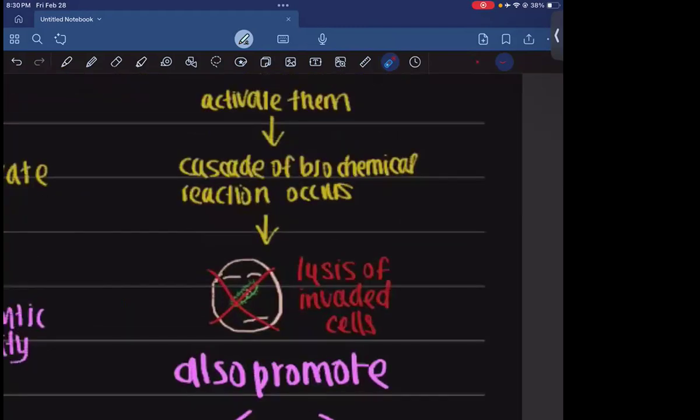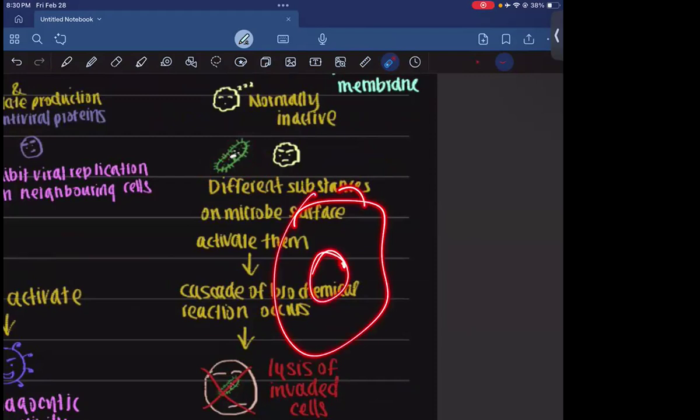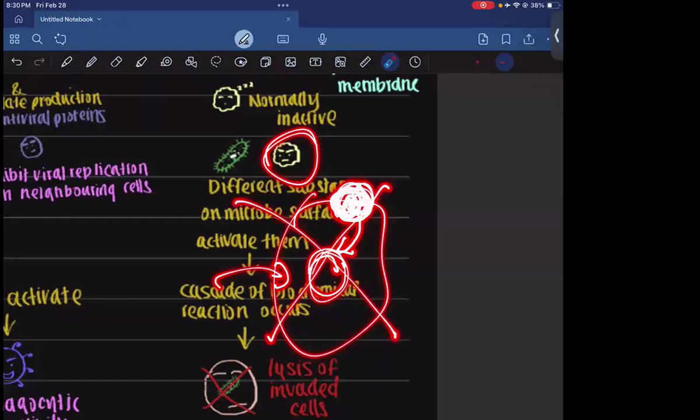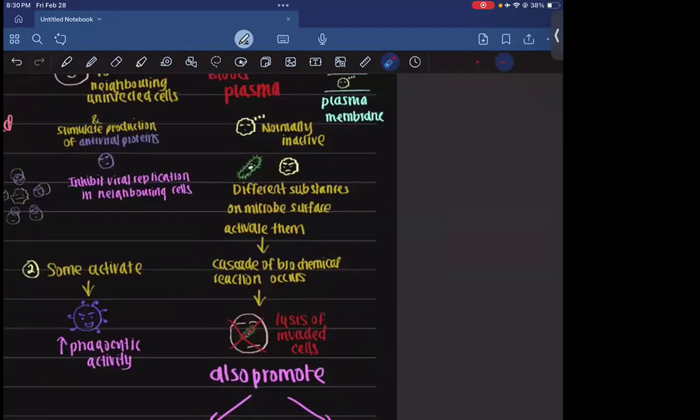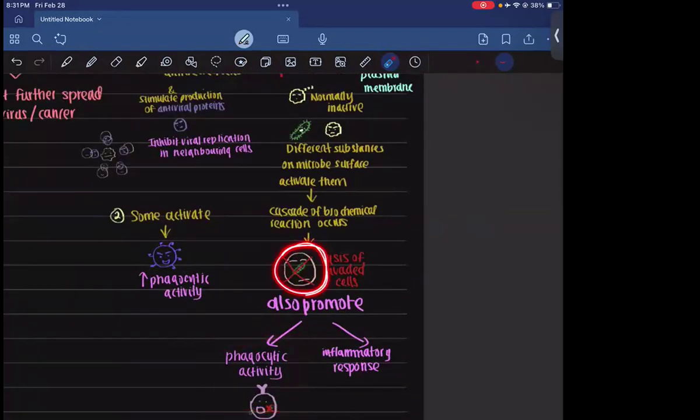Now let's just say there is this particular microorganism. The microorganism has entered a particular cell. And what do you have on the plasma membrane of the cells? On the plasma membrane of the cells, you will have this antimicrobial protein. Now, this antimicrobial protein is sleeping. And once this pathogen has entered that cell, this antimicrobial protein can smell some substances coming from this microbe surface. And now this will be activated and this entire cell will undergo a cascade of biochemical reactions which will finally lead to the lysis of the invaded cell. And also this will promote phagocytic activity to finally phagocytose it. There will be phagocytic activity, and also there can be an inflammatory response occurring.